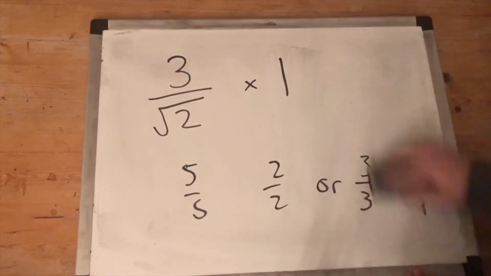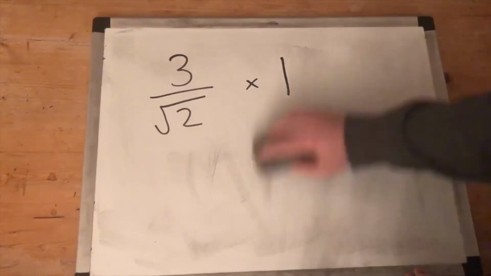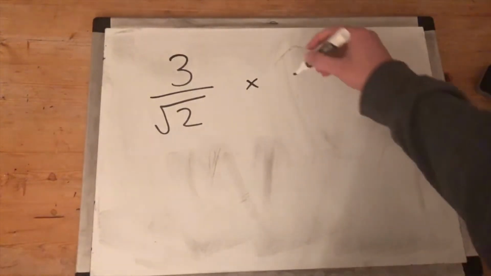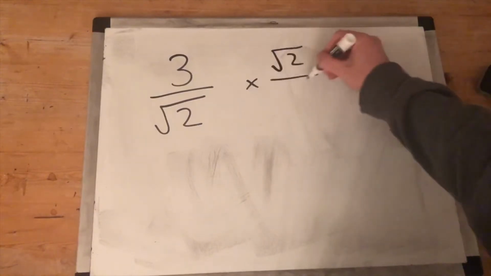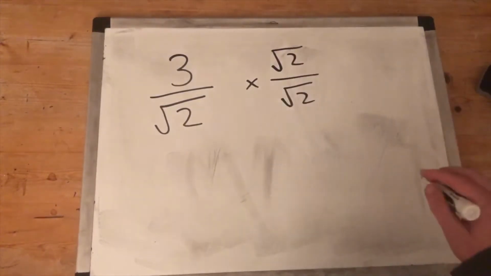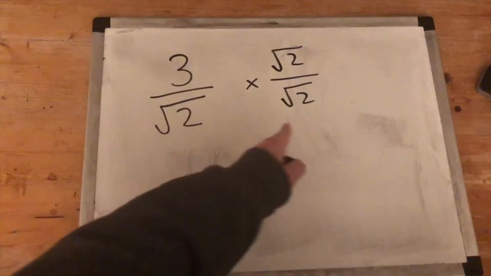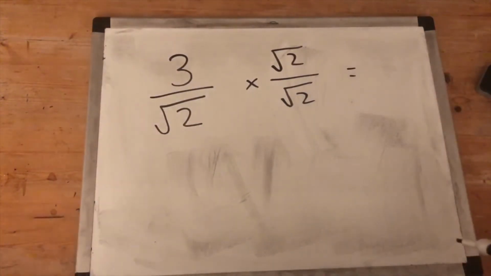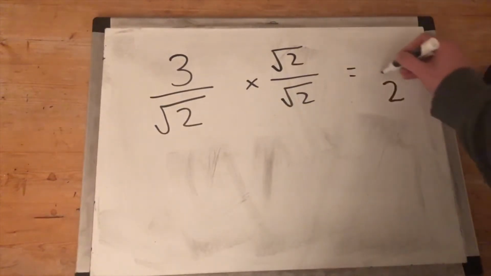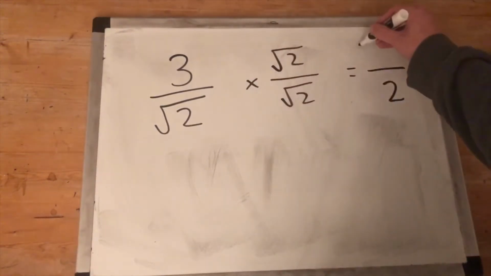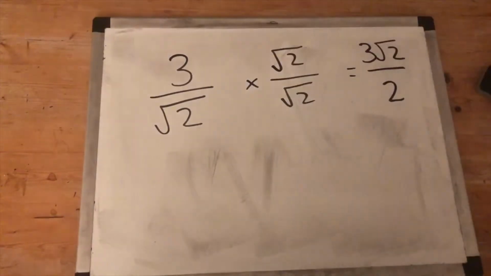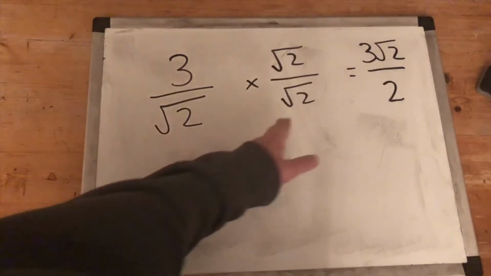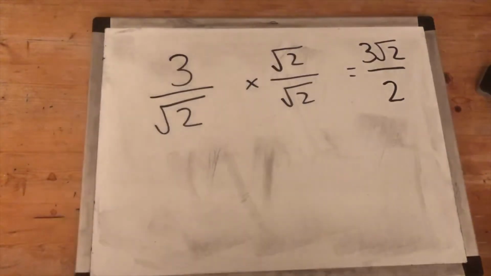In fact, the only thing that we can multiply it by that's going to get rid of this denominator is doing this. Root 2 over root 2. We know root 2 times root 2 is going to be root 4. What's the square root of 4? 2. 3 times root 2, 3 root 2. And we've rationalised our denominator. We have got rid of the square root sign at the bottom. It's now a beautiful whole number.